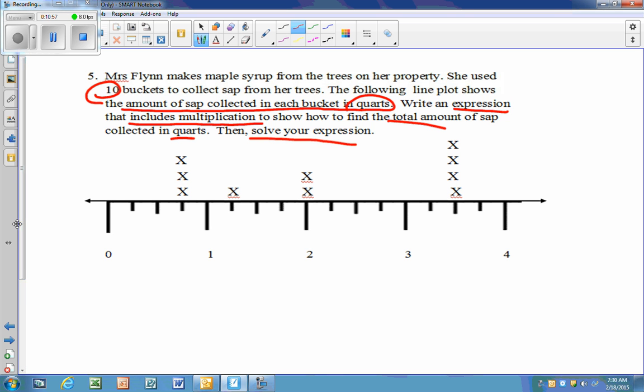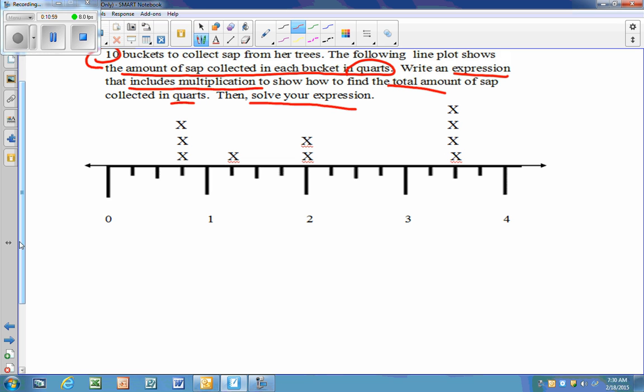So we're going to look, and we have our 10 x's, which is our 10 buckets. And we have to realize that between 0 and 1 there are 4 spaces. So that means that each line is a quarter, 1/4. So we have 1/4, 2/4, 3/4. I have 3 x's above 3/4. So I have 3 times 3/4.